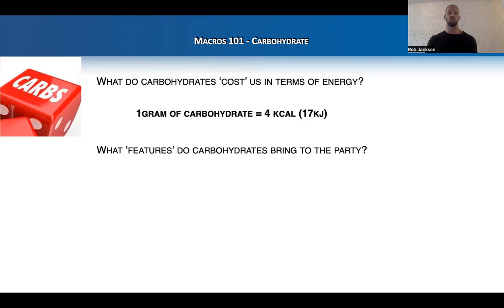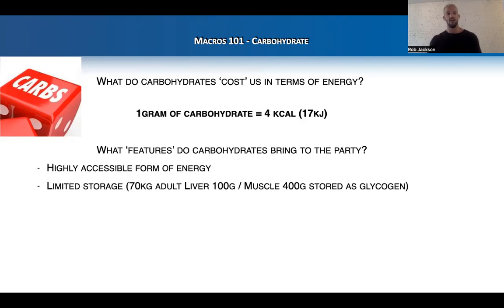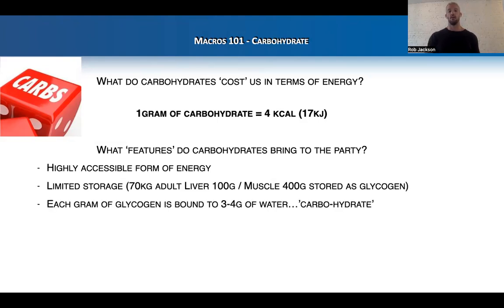And then the features that carbs bring to the party. So they're a highly accessible form of energy. There's limited storage. So this example of a 70 kilo adult storing approximately 100 grams. When it's stored in the body, it's stored as glycogen, 100 grams in the liver and 400 grams in muscle. Now, if you're a bigger adult or a smaller adult, or if you have more muscle, that is going to change the amount of glycogen that you can store.